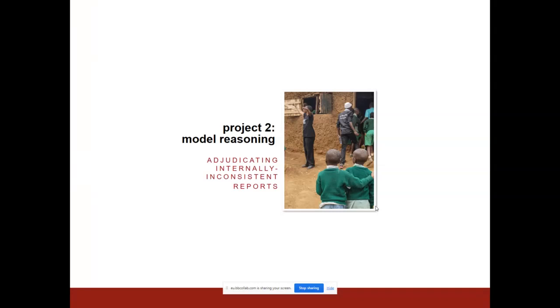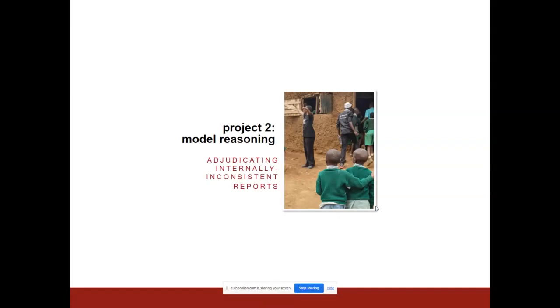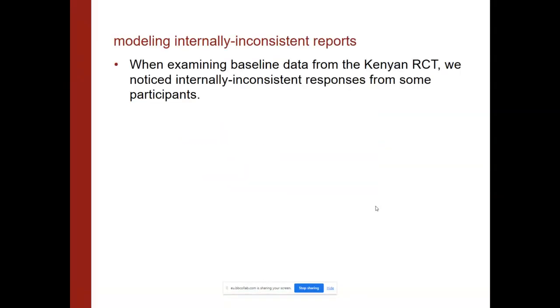So, second project. This one's really using model reasoning, and this is still working on this sexual assault prevention project in Kenya. After our first randomized trial, we came back and ran a second randomized trial, much larger in Kenya, very similar to that first one. But now we had 2 years' worth of data. So we had a baseline period, second, third.